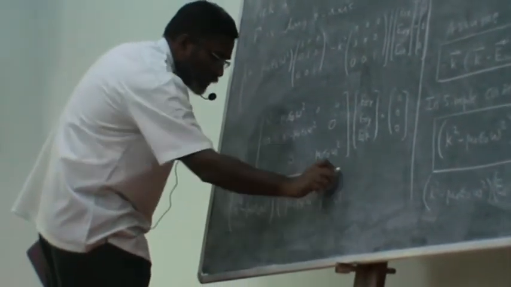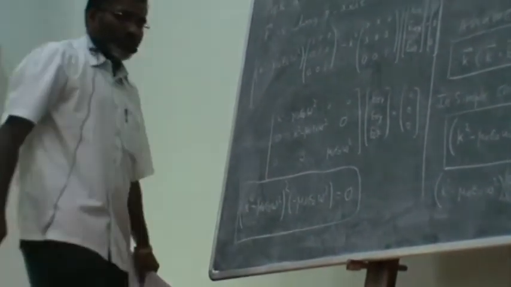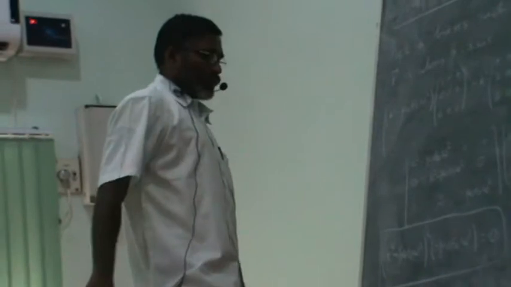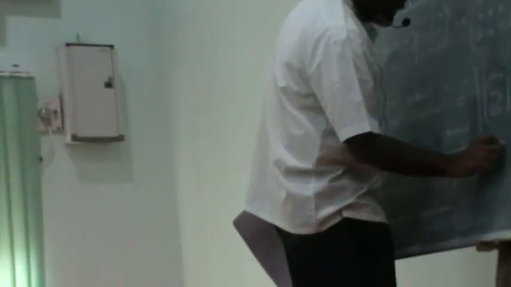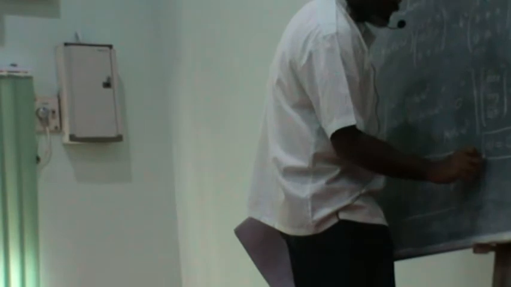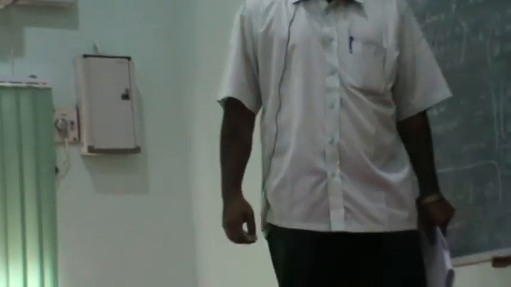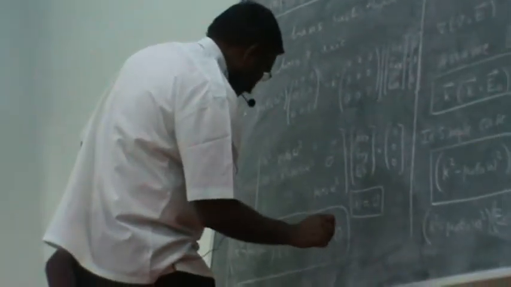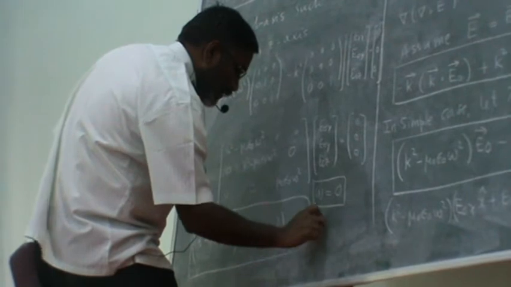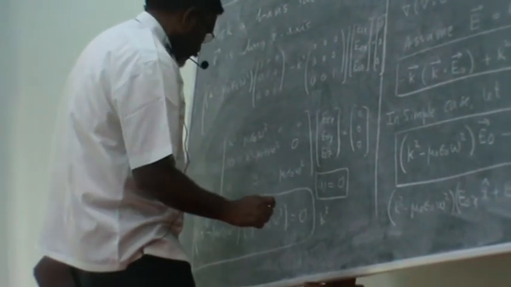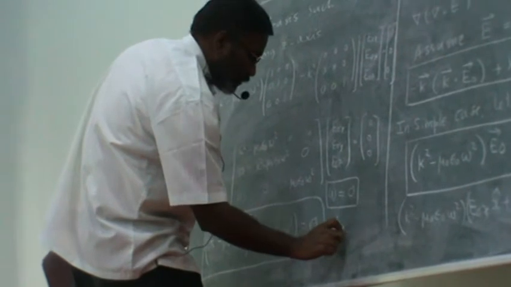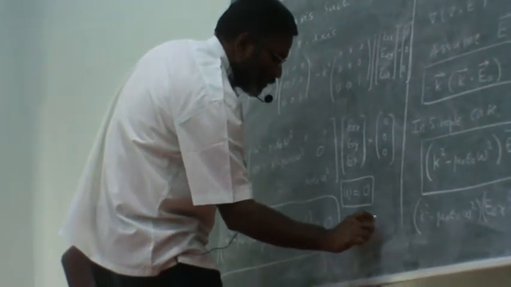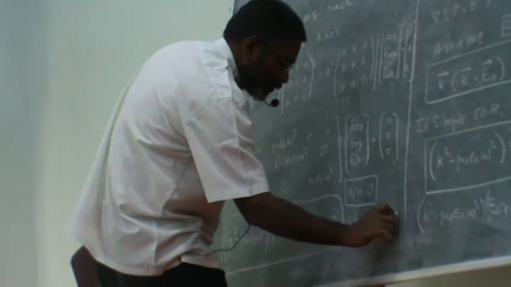So there will be 3 roots for omega square. One is omega equal to 0. The other is k square equal to mu naught epsilon naught omega square. Omega equal to 0 is not very interesting because this corresponds to a static electric field. There is no oscillation. And the other one is k square equal to mu naught epsilon naught omega square.